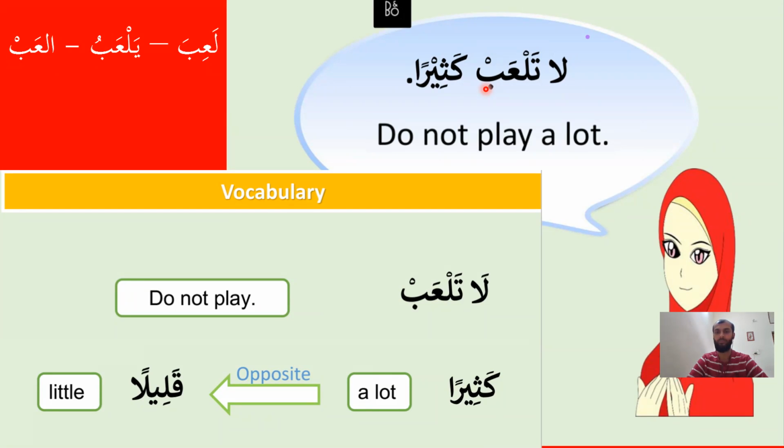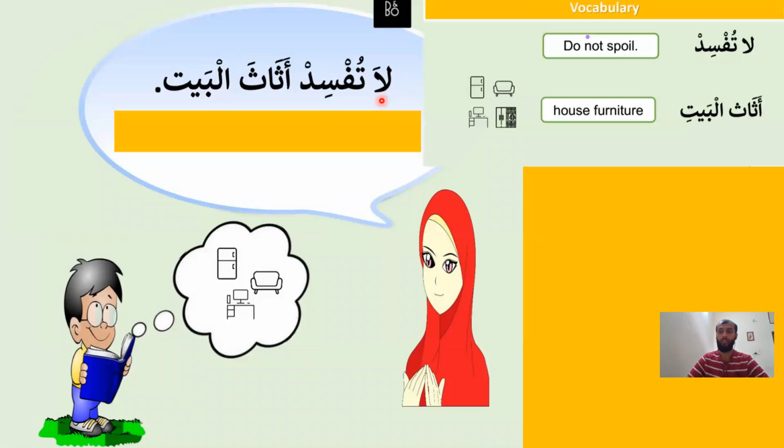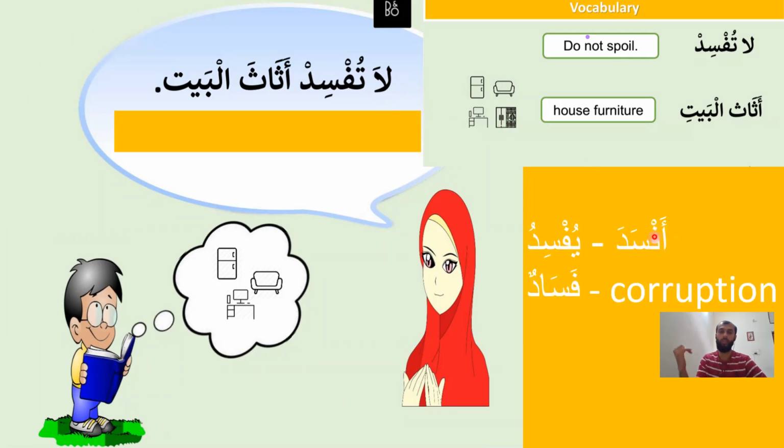La tufsidi asasal bayt. Very good. La tufsid athath al bayt. The word is afsada. Afsada means he corrupted. Yufsidu means he corrupts or he spoils. Okay. Afsada, yufsidu. Afsadat would be feminine, which means she spoils. Afsada, afsadat. Yufsidu, tufsidu.